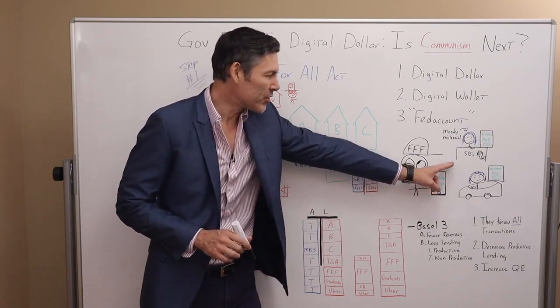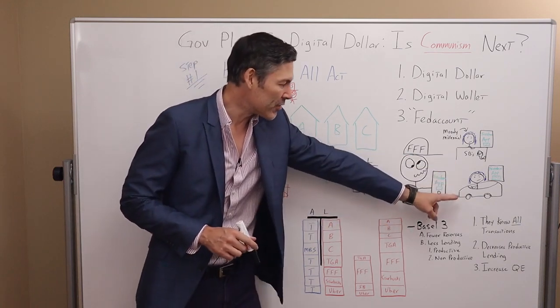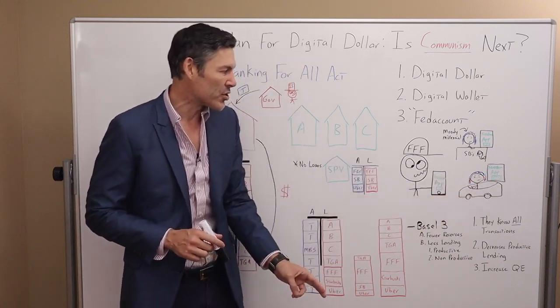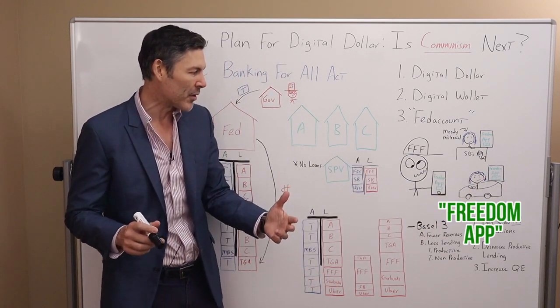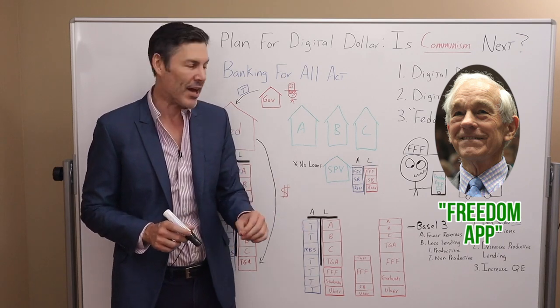But then Moody quits her job, or their job, at Starbucks and starts working for Uber. Same exact thing. Uber has a merchant app. We'll call it the Freedom app because, as Ron Paul says, whatever the government names something, it always has the opposite effect.